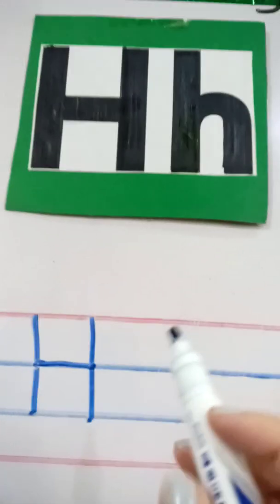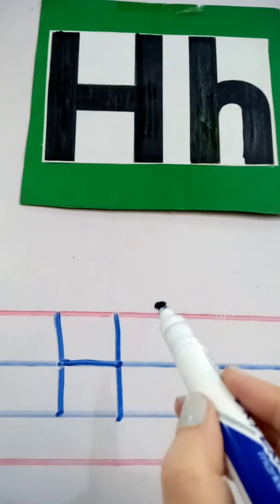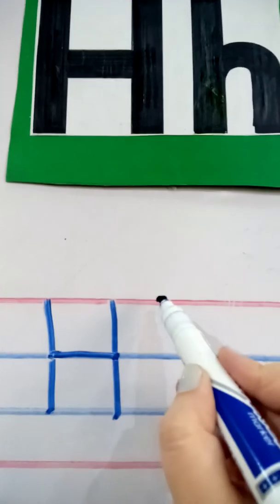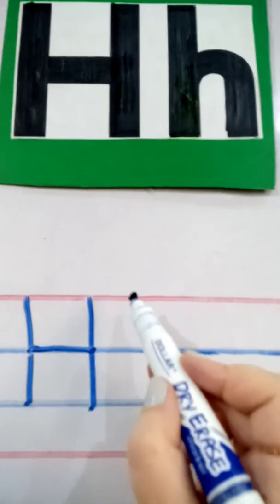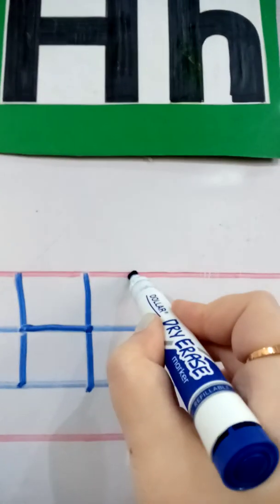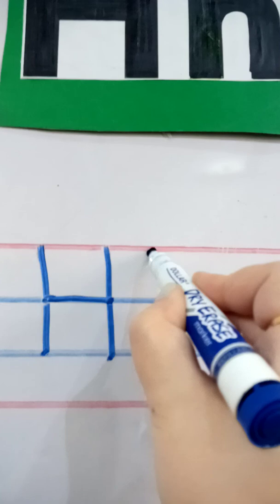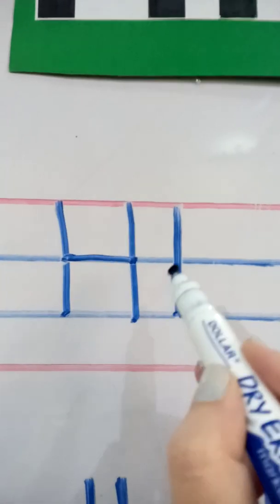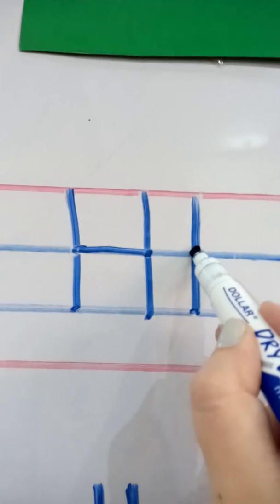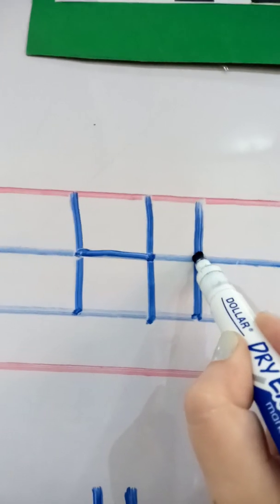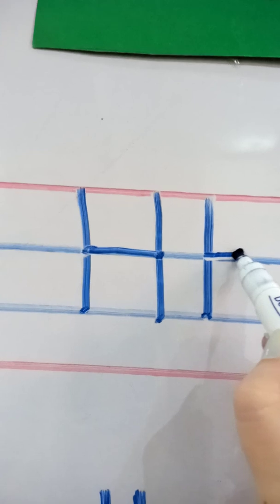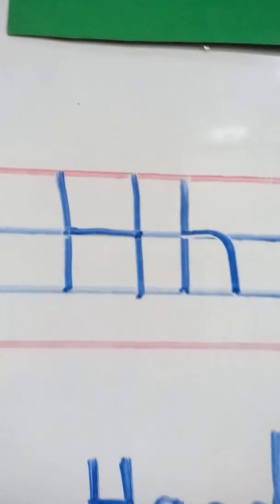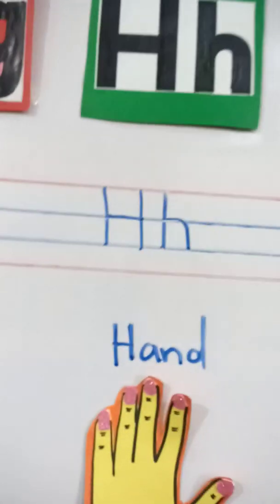Now let's do the small h. Small h is also written in the first three lines, so that is also a sky letter. Sky letter will be written with the blue color. Start from the first line, do a straight line down like this, then go up to the second line and do a short line across and then curve it down and touch the third line. That is small h.